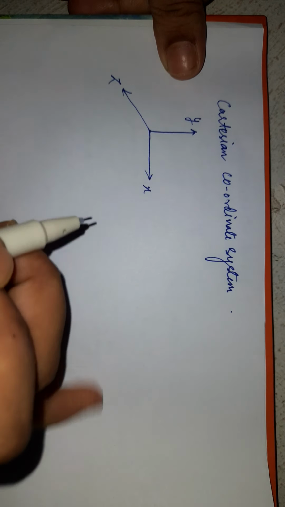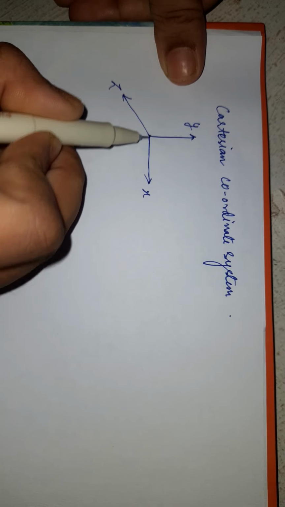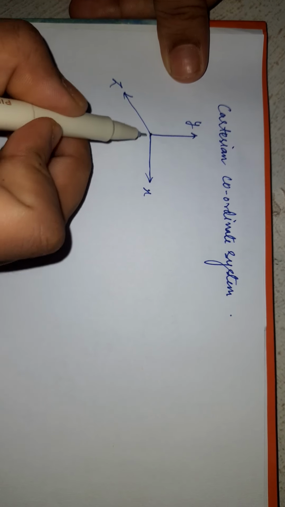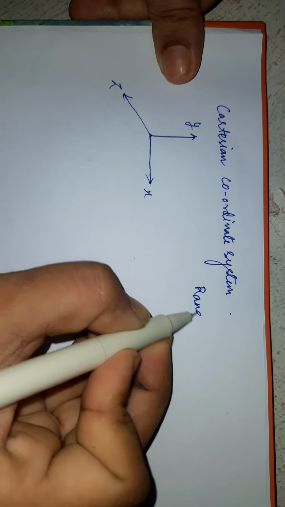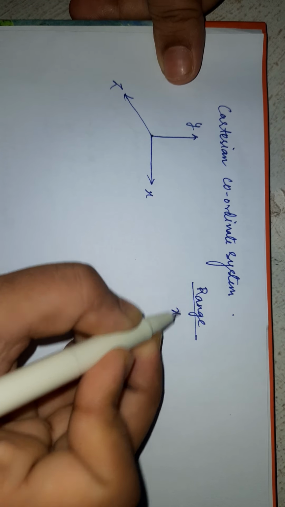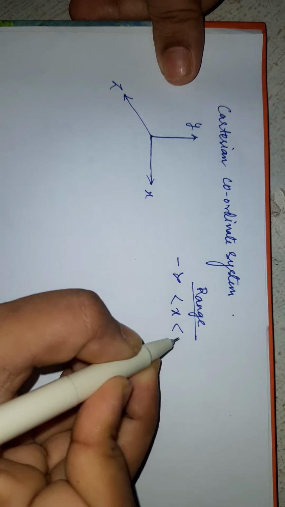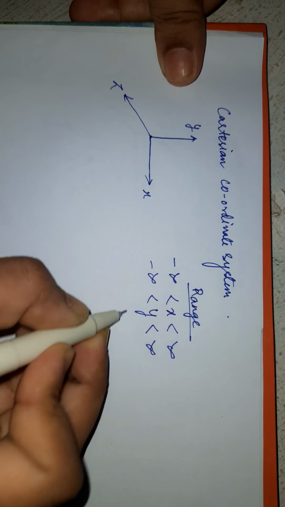Well, then these must be having certain limits. You can go on x from this origin to infinity, or you can go in the negative direction. So if I have to define the range of these Cartesian coordinates, then I'll say they extend from minus infinity to infinity. Same with all others.